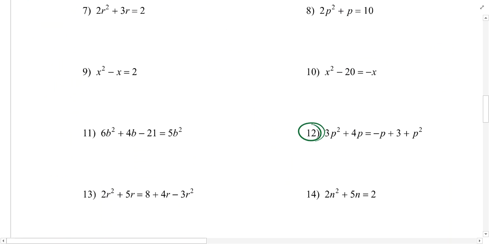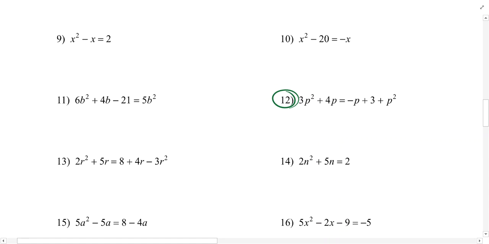So we've done this one in class. This one looks like fun. Let's do number 13 here.